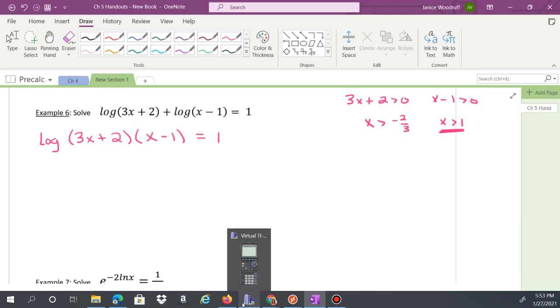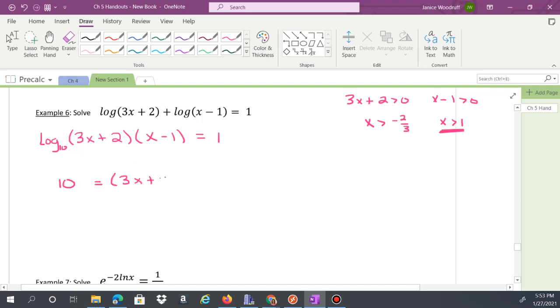You're going to apply the exponent rule, or your property, where log A, what we went over in 5.1, base, answer, exponent, you rewrite it in exponential form. So if I rewrite this in exponential form, my base is 10, because there was nothing there. My answer is 3x plus 2 times x minus 1, and then my exponent is 1. So condense, then rewrite in exponential form, and then solve.